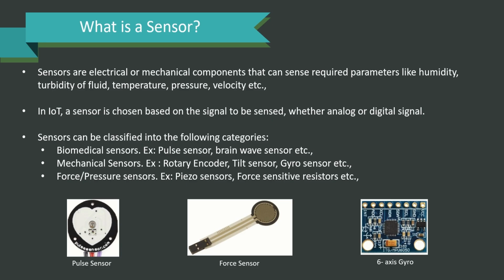Sensors can be classified into multiple categories, which include biomedical sensors, mechanical sensors, and force pressure sensors. Biomedical sensors can include pulse sensor, brainwave sensor, etc. All these come under biomedical and they are used in medical applications. Mechanical sensors can include rotary sensor, tilt sensor, gyro sensor. The force or pressure sensors include piezo sensors, force sensitive resistors, etc. We have presented the pictorial representation of pulse sensor, force sensor, and 6-axis gyro sensor for your reference in front.